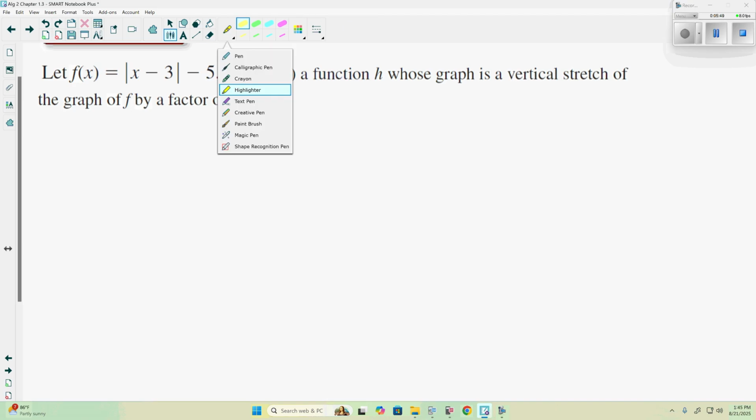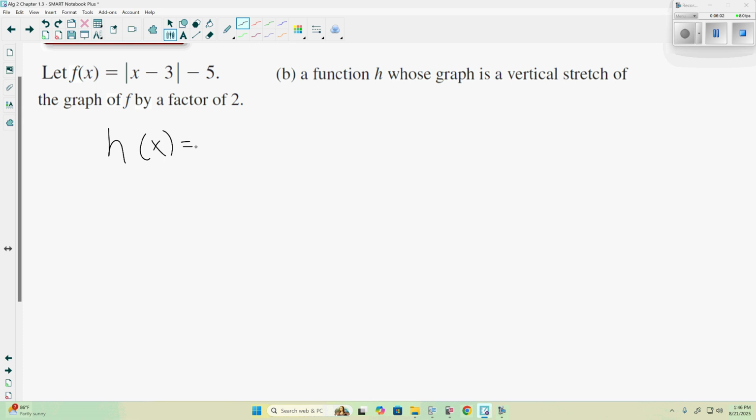I want vertical stretch and shrink. So let f of x equal the absolute value of x minus 3, minus 5. We want a function h of x whose graph is a vertical stretch, general form a times f of x, vertical stretch of the graph of f by a factor of 2. Vertical stretch, the standard form of it is a times f of x.